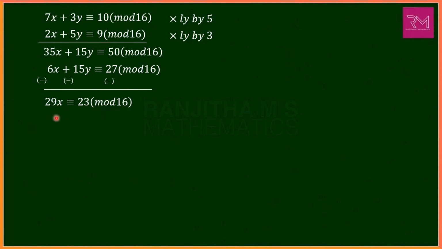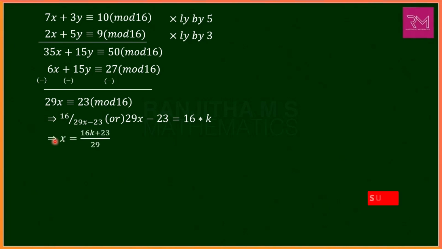Next step, as already discussed in previous videos, we find the x value using the definition of congruence. We have 29x congruent to 23 mod 16. By the definition of congruence, 16 divides 29x minus 23, or we can write 29x minus 23 equals 16 times some integer k. Taking minus 23 to the right-hand side and 29 to the denominator, we get the value of x as (16k plus 23) divided by 29.